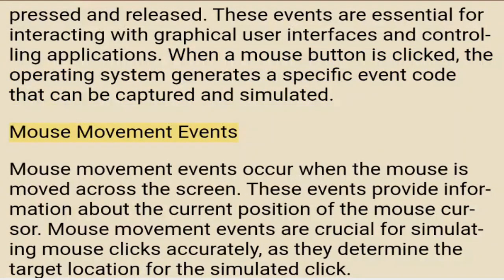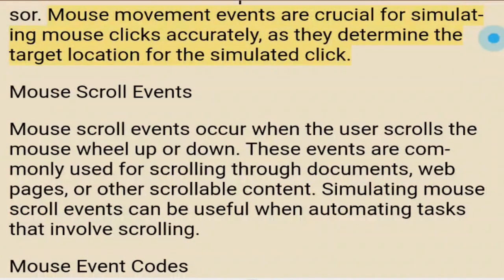Mouse movement events. Mouse movement events occur when the mouse is moved across the screen. These events provide information about the current position of the mouse cursor. Mouse movement events are crucial for simulating mouse clicks accurately, as they determine the target location for the simulated click. Mouse scroll events. Mouse scroll events occur when the user scrolls the mouse wheel up or down. These events are commonly used for scrolling through documents, web pages, or other scrollable content. Simulating mouse scroll events can be useful when automating tasks that involve scrolling.